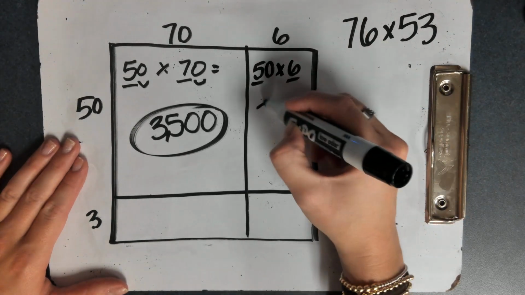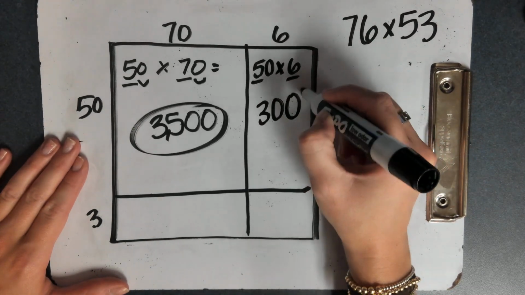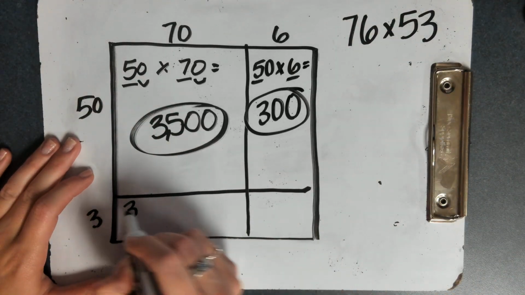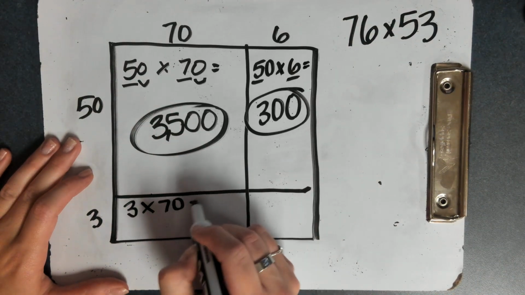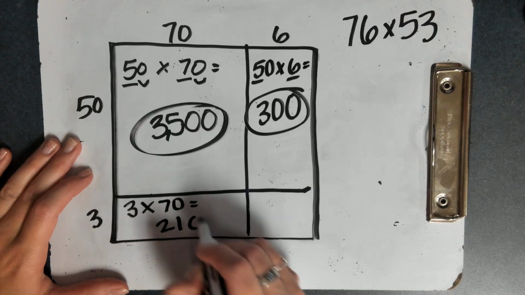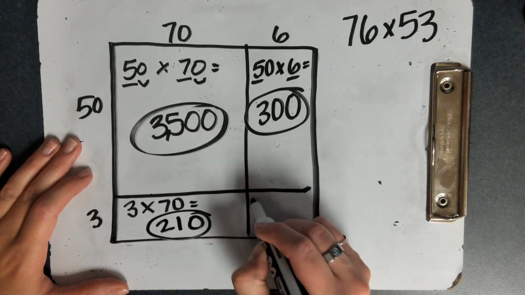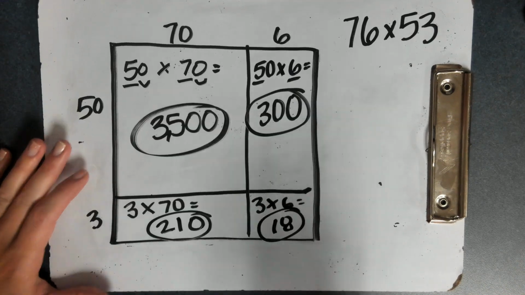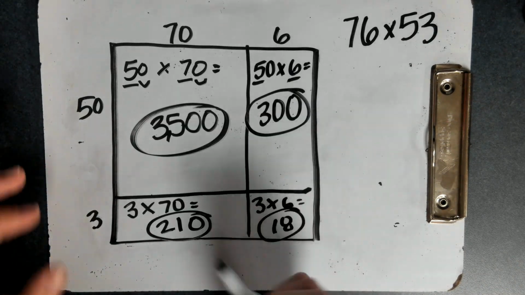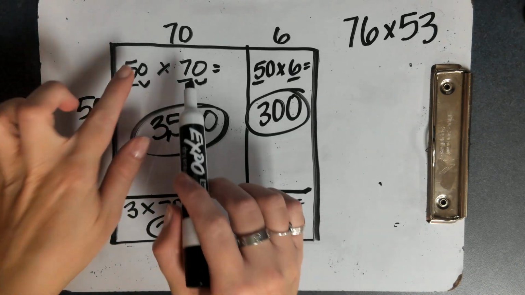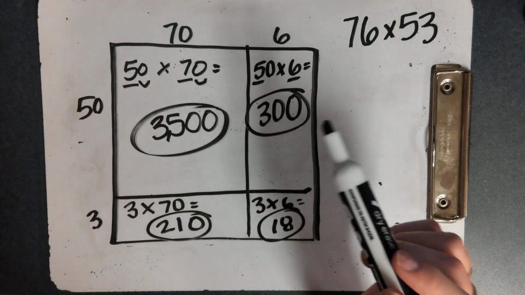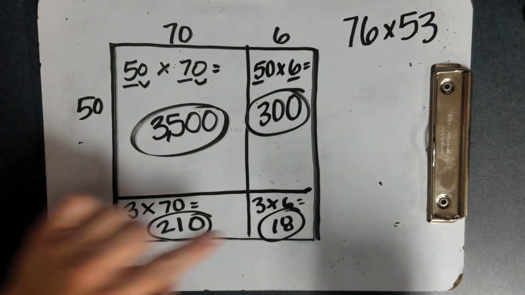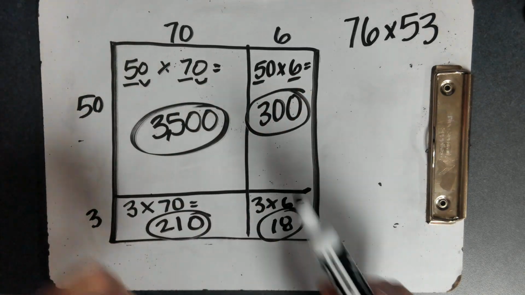5 times 6 is going to be 30, and then I bump it up. Get my 300. Moving down here, I have 3 times 70. Boom. And then I have that 3 times 6, which is going to be 18. Another thing I want to point out is that I've used each of my factors twice. I have 50 and 50, 70 and 70, 3 and 3, 6 and 6.